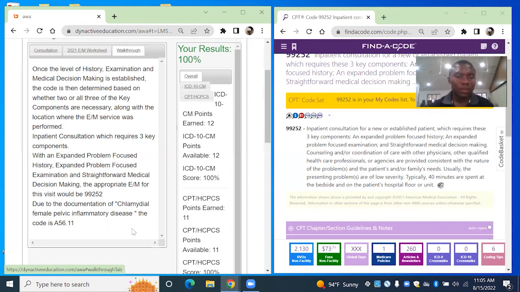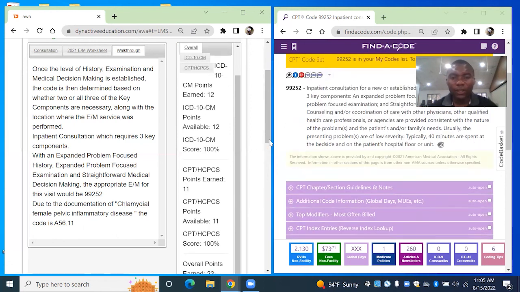So due to the documentation of the chlamydia female pelvic inflammatory disease, the code is A56.11. Good luck, nice coding for you.